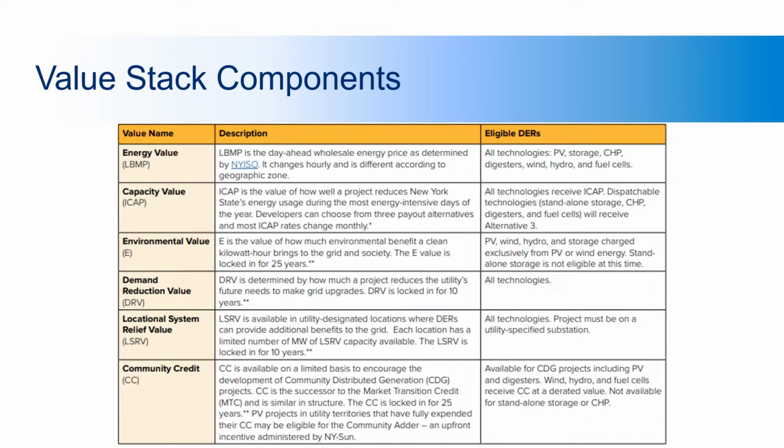Demand reduction value, or DRV, is available to all projects and is provided based on a project's ability to reduce net demand on a utility's distribution grid during the peak window.